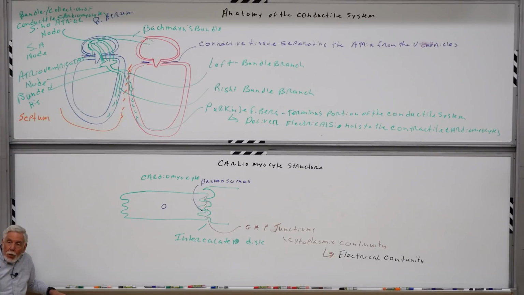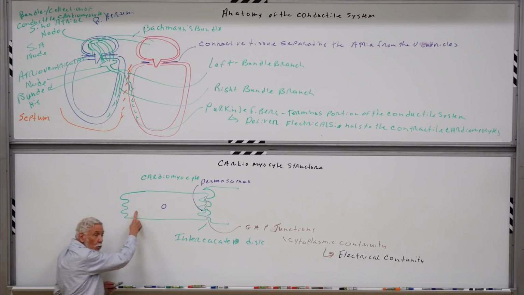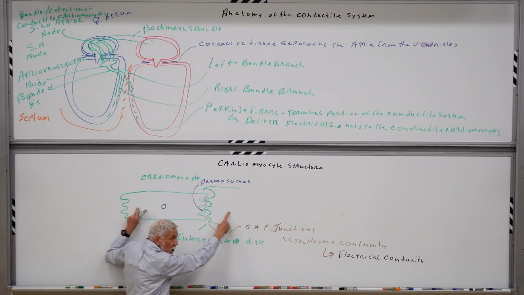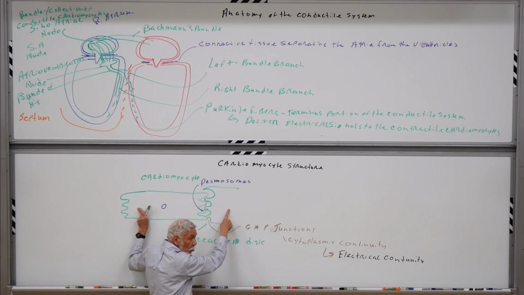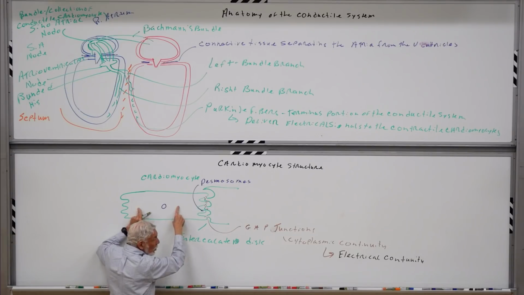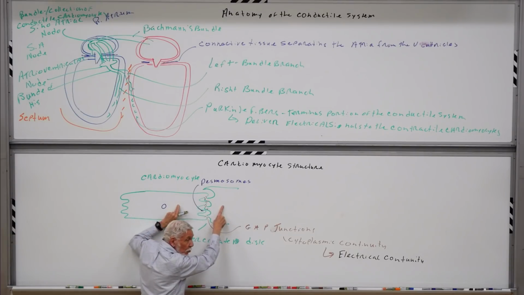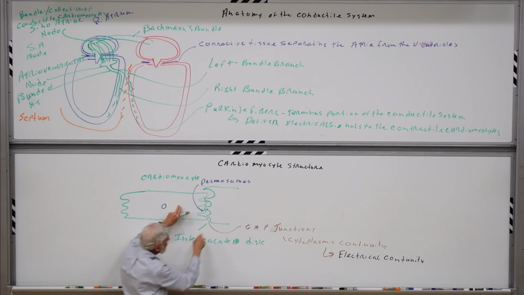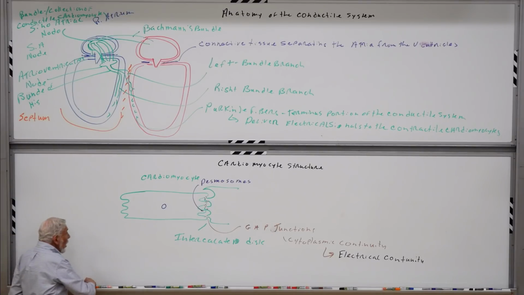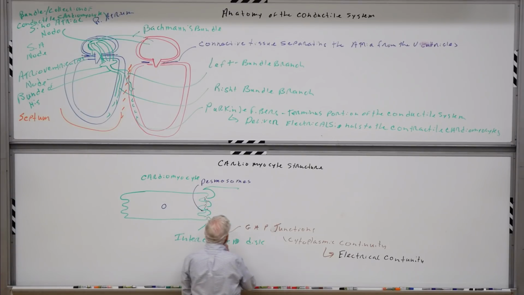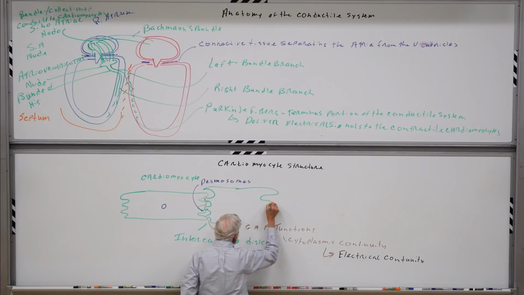Because of these gap junctions, a change in an electrical potential in this cell can be transmitted to a change in electrical potential in this cell. So the gap junctions permit these cells to be electrically connected. These green conductile cells are all connected one to another.